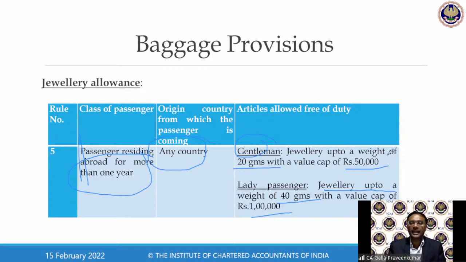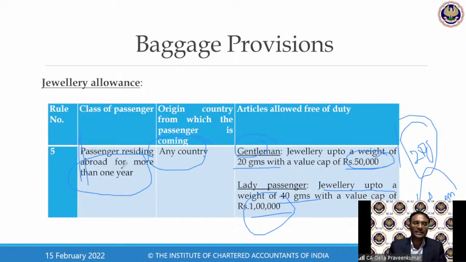So if it is a male, 50,000 or 20 grams. So what if it is a female? In case if it is a female, rupees 1 lakh or 40 grams. This is a ceiling with respect to a person who is residing in abroad for more than 1 year. So what if he is residing less than 1 year? Then this jewelry allowance is not allowed. Now, examination. Again, expect a 3 marks question from this particular problem.